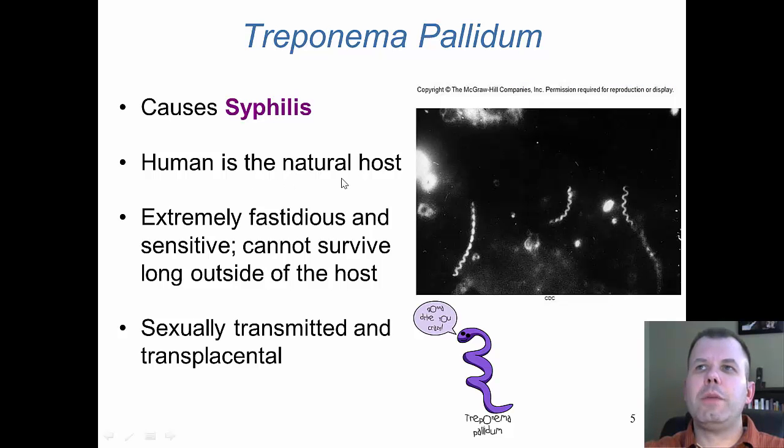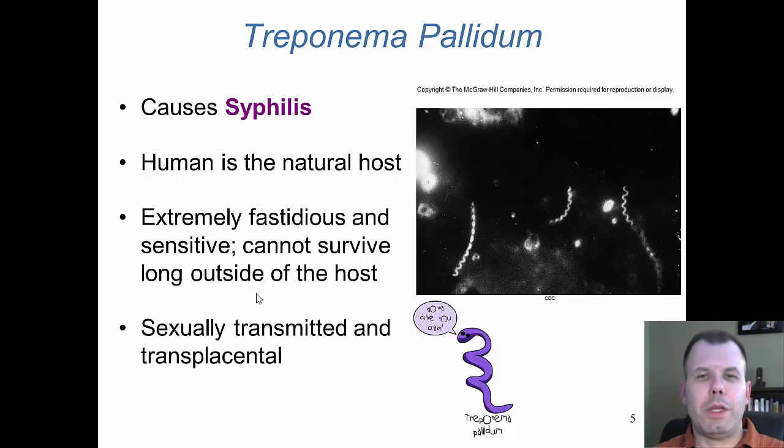Okay, so Treponema pallidum is the one that causes syphilis. Here is the bacteria here. I'm going to drive you crazy, and I'll talk about that in a little bit, why syphilis wants to drive you crazy. A human is the natural host, and again, it's extremely fastidious and sensitive and cannot survive long outside the host. So this is one that's not going to survive on toilet seats or anything else like that. So the only way you're going to get it is direct human-to-human contact with fluids and open wounds or open mucous membranes.